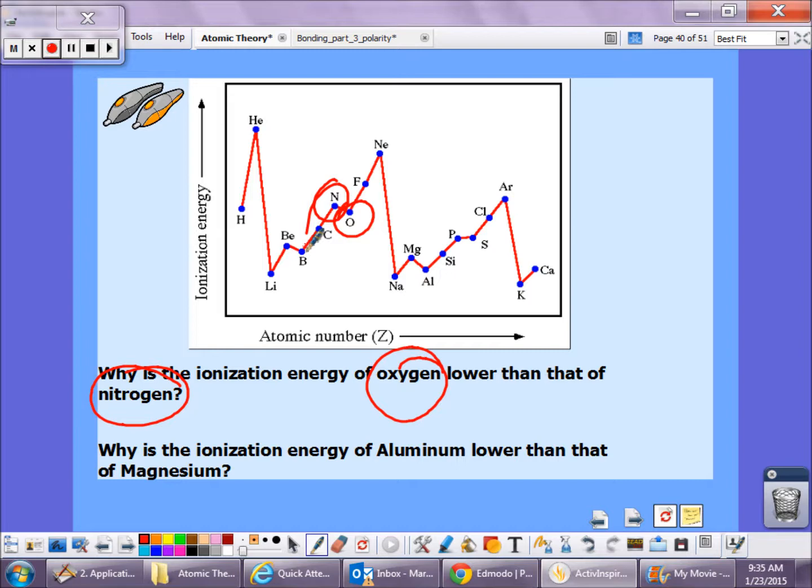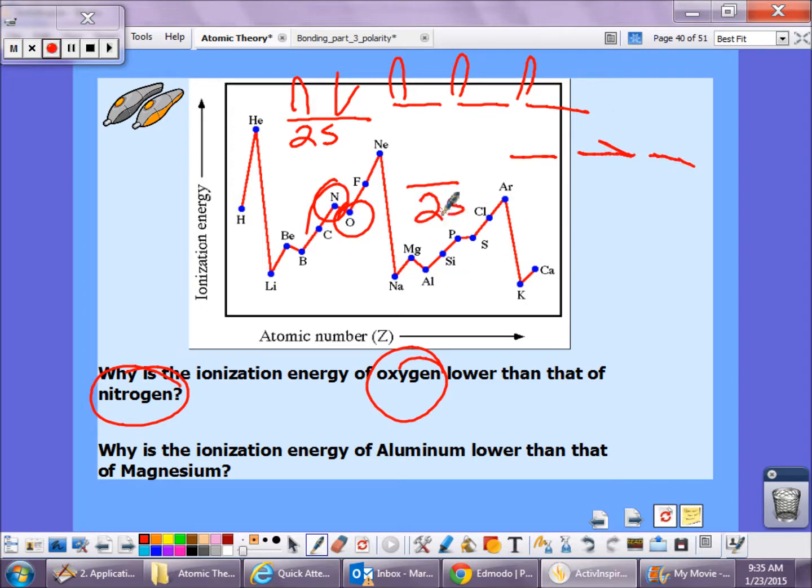Nitrogen is 2s2, 2p3. 2p: 1, 2, 3. 2p3. This is nitrogen. Here is oxygen. It is 2s2, 2p, but it is 2p4.